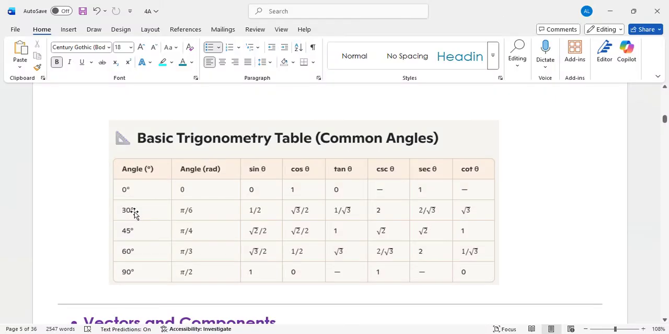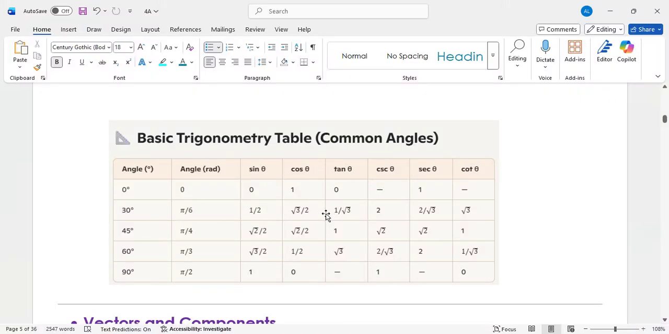So sine 30, these are the angles in degrees. Sine 30 is half. Sine 45 is root 2 by 2. Sine 60 is root 3 by 2. Sine 90 is 1. Cos theta, theta is an angle.